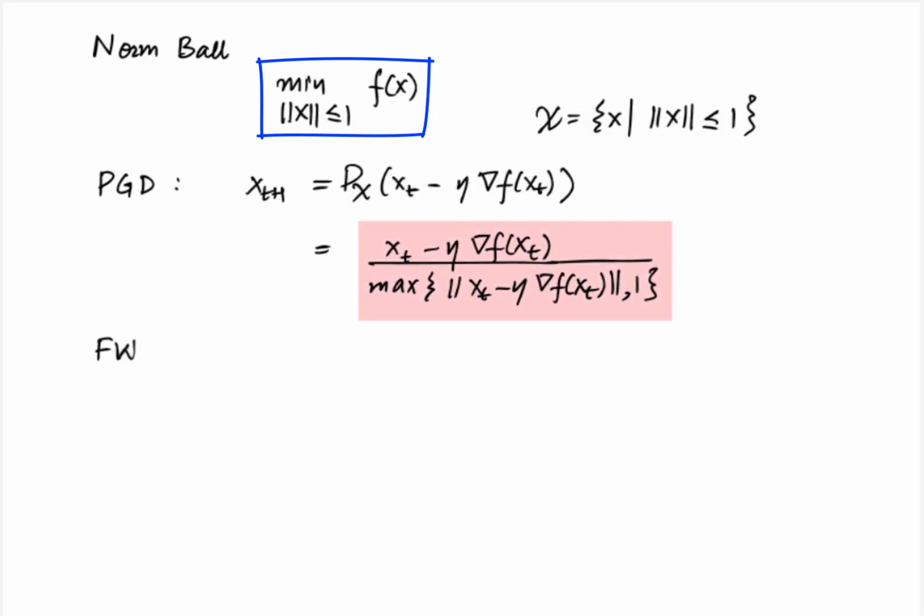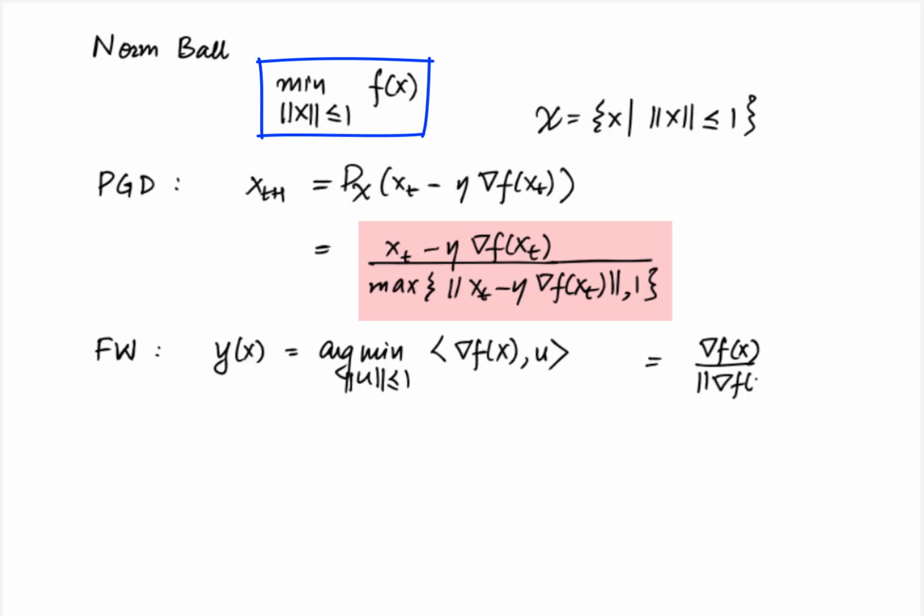For applying the Frank-Wolfe algorithm, y of x equal to argmin over norm u less than or equal to 1 of the inner product of gradient f of x with u, which is nothing but minus gradient f of x divided by norm of gradient f of x. So the Frank-Wolfe updates are given by x_{t+1} equal to (1 minus eta_t) x_t minus eta_t times gradient f of x_t divided by norm of gradient f of x_t.